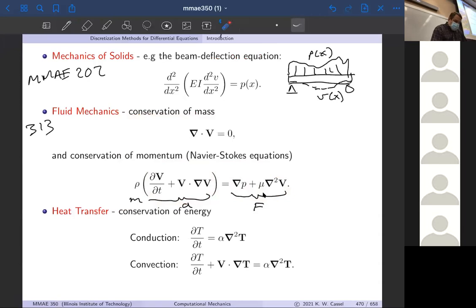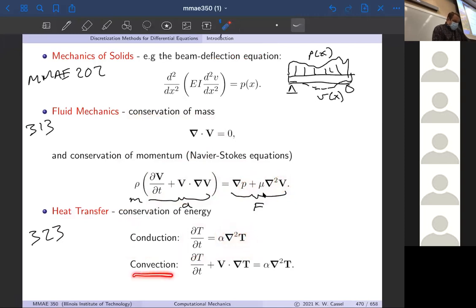Okay, now these are PDEs, so I can't show you these. I have to save that for another time. Then 323, again, probably haven't taken yet. But heat transfer, so now conservation of energy comes in. And if you only have conduction, so nothing is moving, then it looks like this. This is the same symbol, del squared. It's called the Laplacian. It's really second derivatives of, in this case, the velocity. V is velocity, P is pressure. And here it's second derivatives of temperature, T.